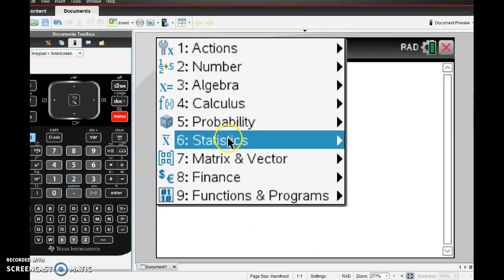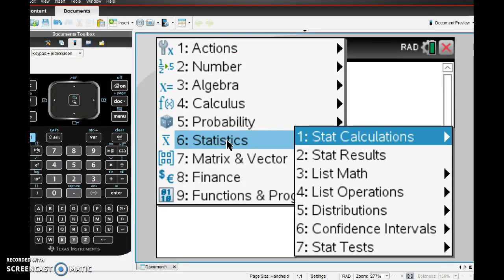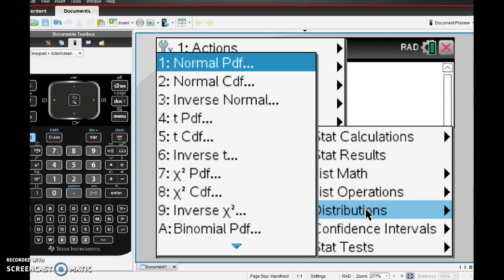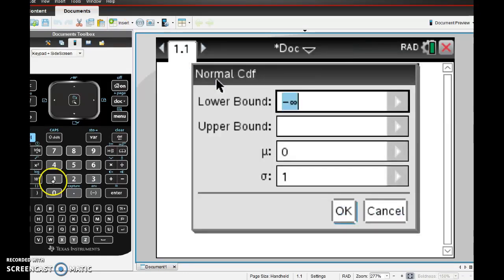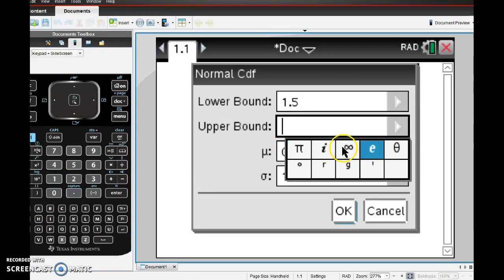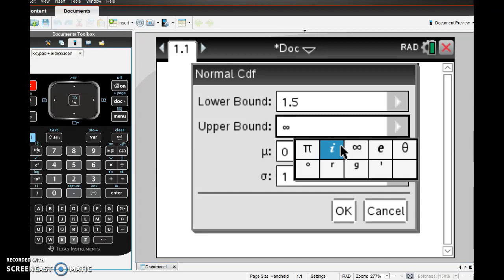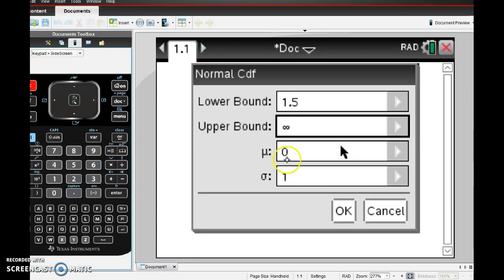Menu, statistics, distributions, normal CDF. So there's the function on the calculator. We'll do it again so you can get it down, but 1.5 to upper bound of infinity. This is kind of a nice little calculator window that helps us. And as you can see, the default is the standard normal curve.